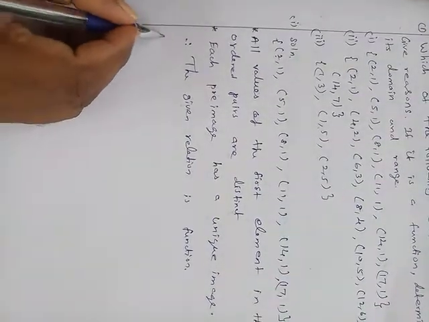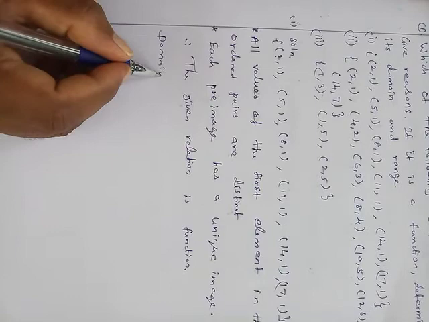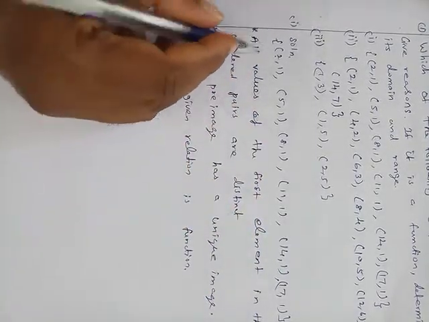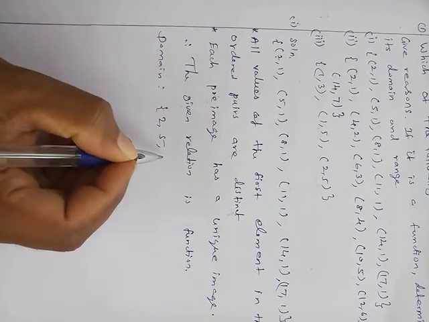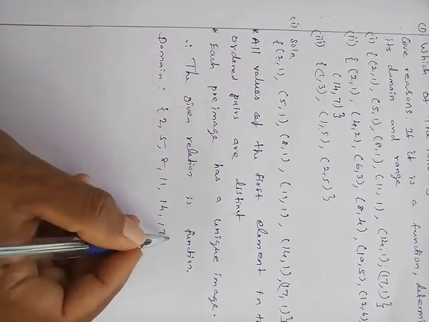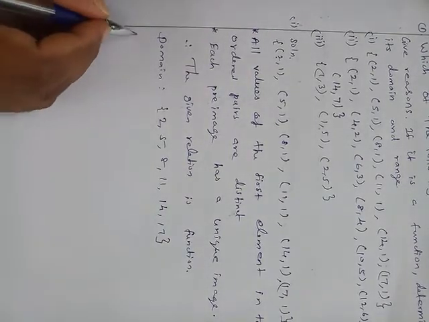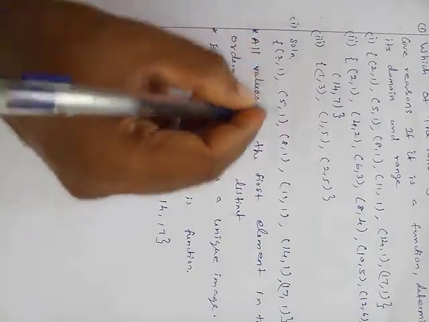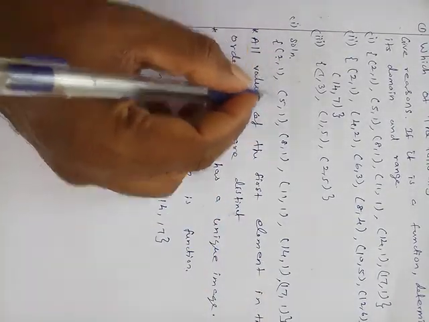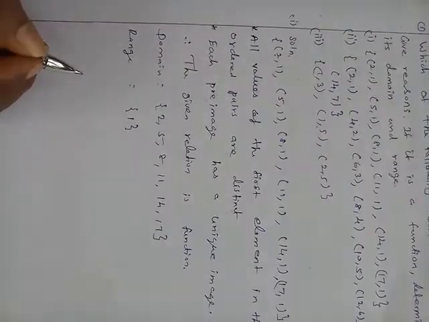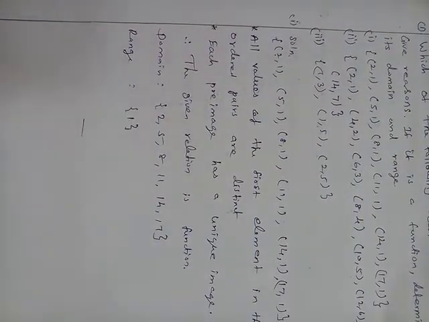Next, the domain. Domain means the first elements of the ordered pairs: 2, 5, 8, 11, 14, 17. And range is the set of second elements of the ordered pairs. Here all the ordered pairs have the same second element, 1 only. So the range is equal to the singleton set {1}.